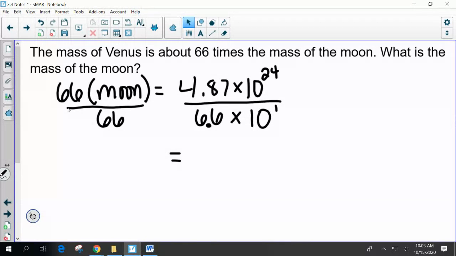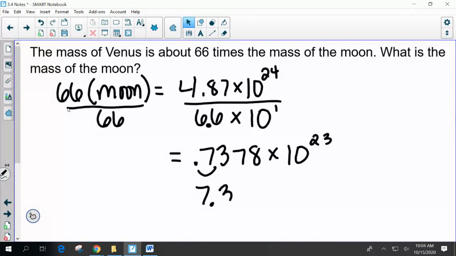What did you get? I got 0.7377. Yeah, that's what I got. 0.7378. And then I need to subtract my exponents, 24 minus 1, so 10 to the 23 power. And you need to move the decimal to the right one, so you will subtract one, and that'll be 22. Yes, so you have to balance it out and put it in scientific notation.